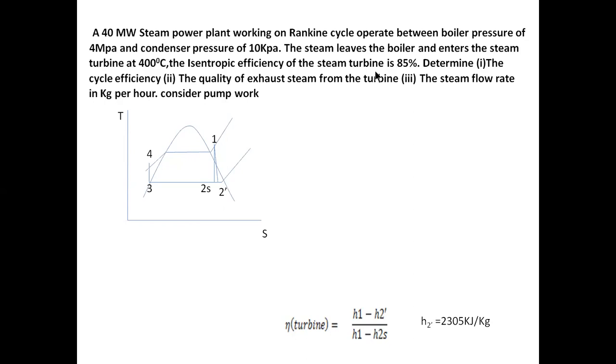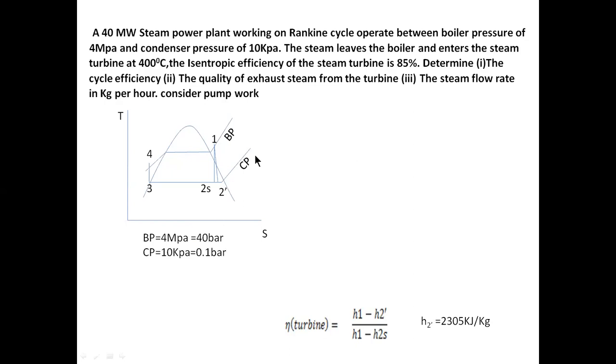As we can see, the boiler pressure given here is 4 megapascal. See, mega means 10 to the power of 6. When I take bar, it is 10 to the power of 5 pascal. 1 bar is 10 to the power of 5 pascal. So if I write 4 megapascal, it will be 40 into 10 to the power of 5 pascal. So it will be 40 bar.